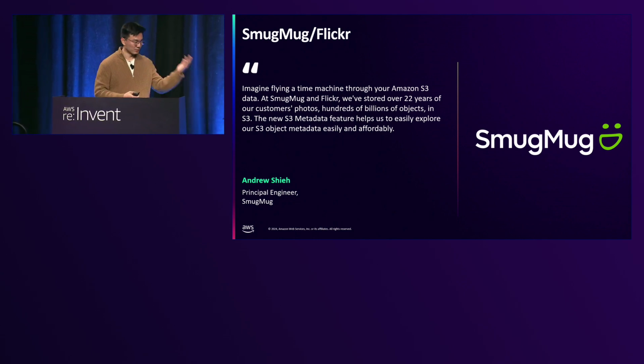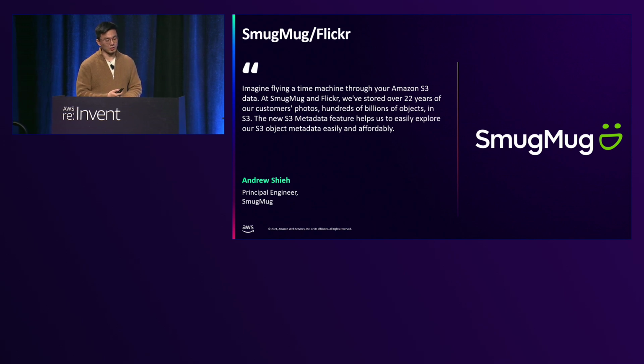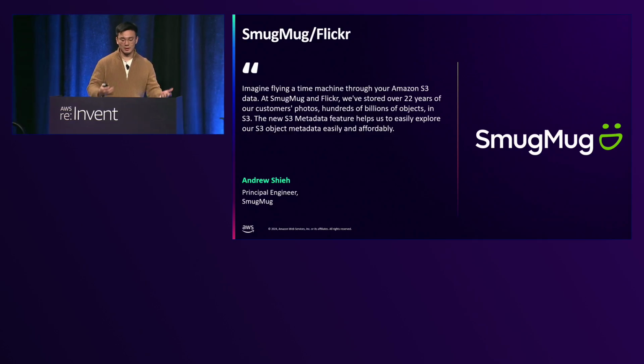And just as an example, SmugMug, which is a leading image hosting site and one of the first adopters of S3, stores hundreds of billions of objects and images on S3. And what S3 Metadata allows SmugMug to do is to easily explore their large amount of data easily and affordably.